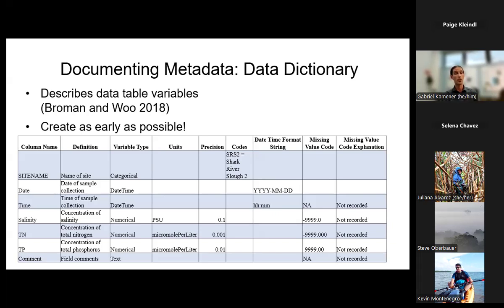And so you would have your column name, the definition for the column, what type of variable goes in each column, units if applicable, the precision of the values you're measuring. Are they good to 1 decimal place, 2 decimal places, so on and so forth. Any codes that are used in categorical data columns, the date time format for columns that contain dates or times, and then for each column, what was the missing value code that would be used if you had a blank cell that you needed to fill with a missing value code, and a missing value code explanation to go along with that missing value code.